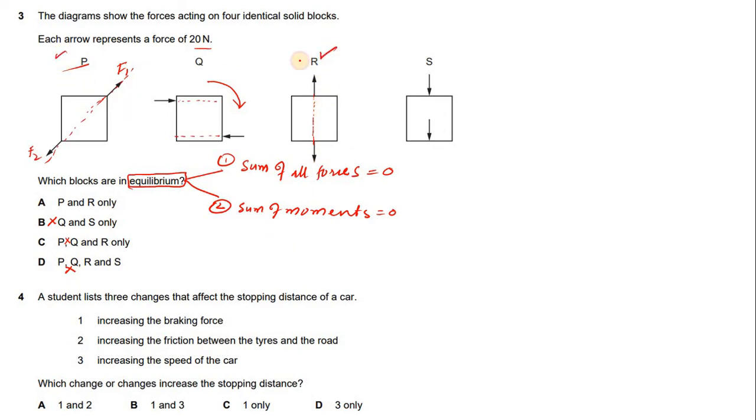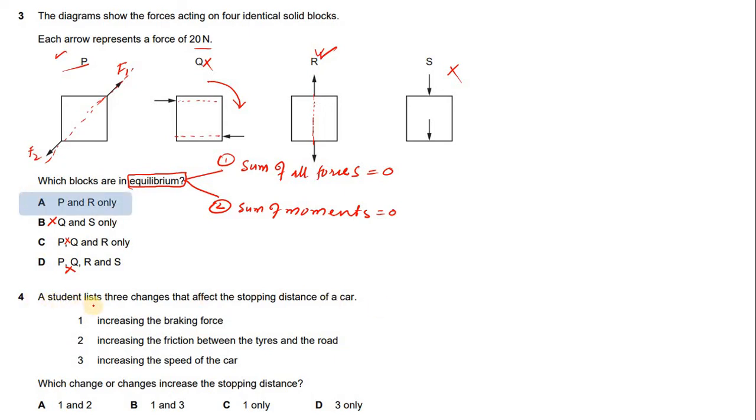So P is in equilibrium, R is in equilibrium. What about S? Yes, there is no rotation, there is no moment, but S has a net resultant force acting downward because both forces are acting downward. So there is a resultant force acting. So S will not be in equilibrium. So Q is not in equilibrium, S is not in equilibrium, P and R are. So option is A.